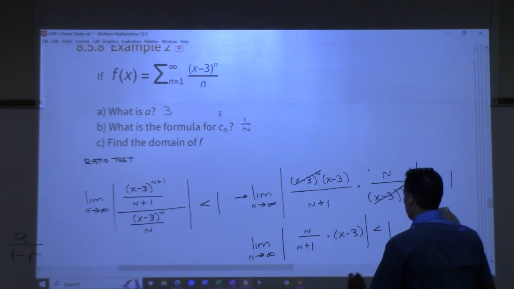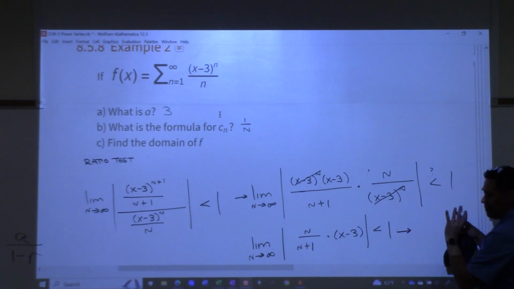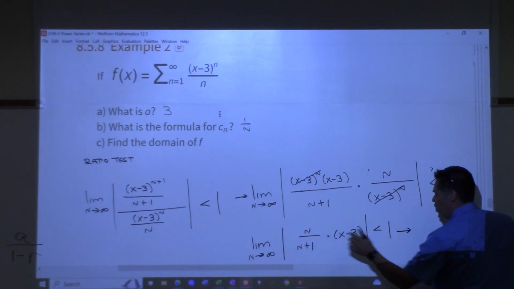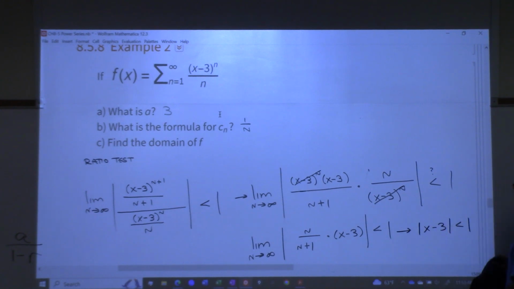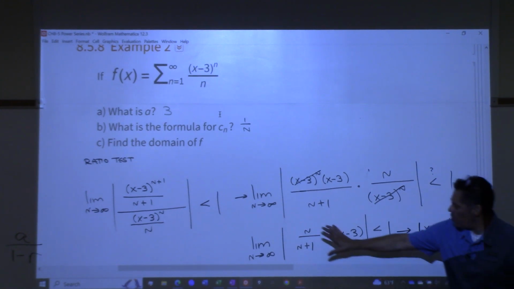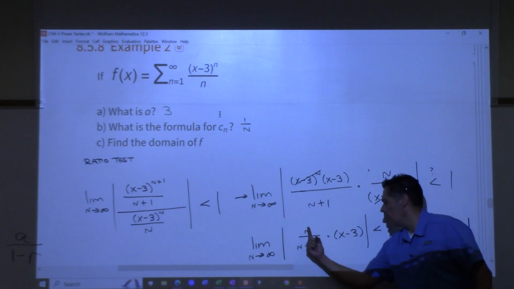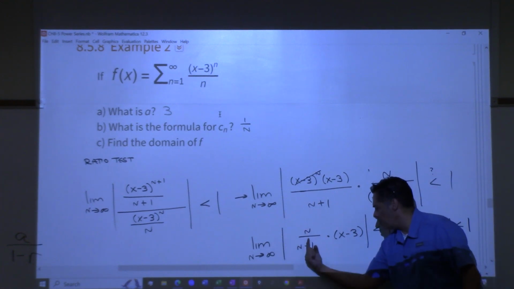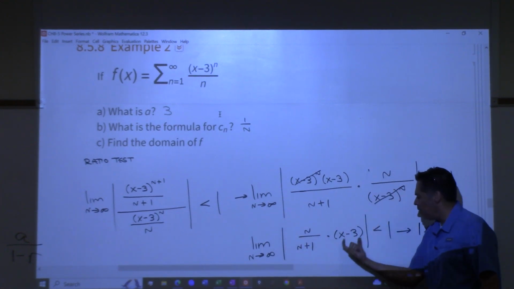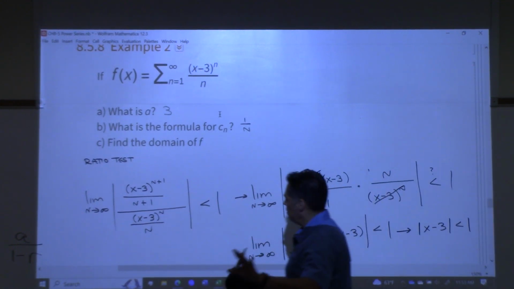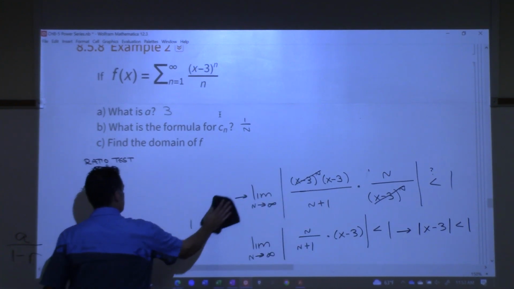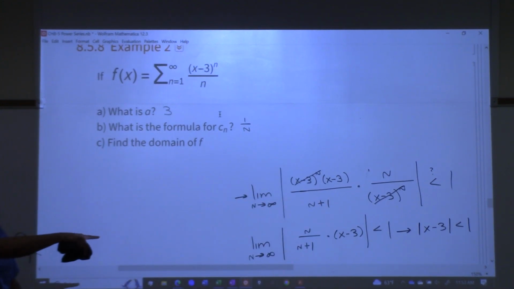So when I apply the limit now, no more limit, that turns into a 1. So don't I just get the absolute value of x minus 3 must be less than 1? Right, because that goes to 1, sorry, not 0, goes to 1. You take the limit, that goes to 1, and so all that's left is the absolute value of what's in here. And I need that to be less than 1, right? Okay, so I've got that absolute value inequality over there.